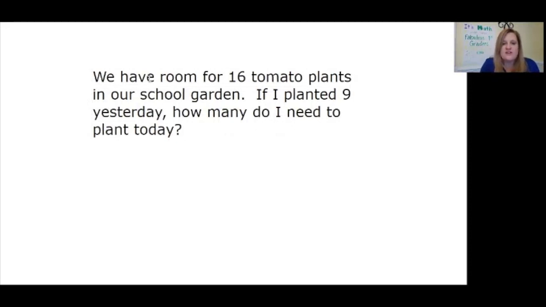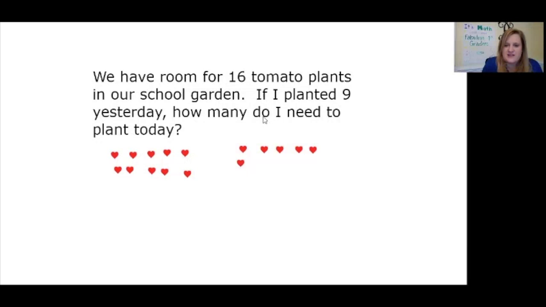So whenever we're solving a problem, we always use the read, draw, write strategy. So the first thing we did was read it. Now we're going to do what? Draw. Good job. So let's read the first sentence. We have room for 16 tomato plants in our school garden. So we need to draw 16. So I'm going to stamp it out in groups of 5 again. 1, 2, 3, 4, 5, 6, 7, 8, 9, 10, 11, 12, 13, 14, 15, 16.